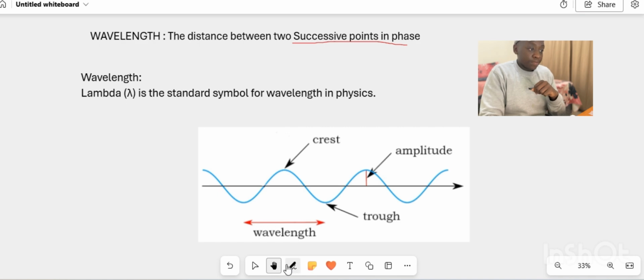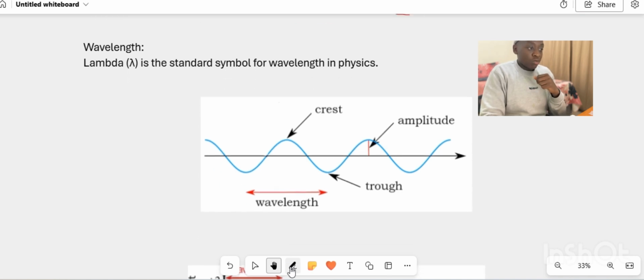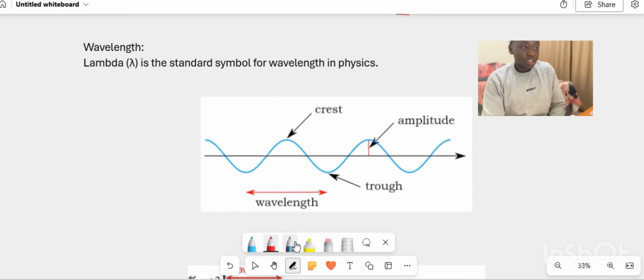In lambda. So first and foremost, I would like to remind you of the concept of a crest and a trough. A crest is just like the top of a mountain or the top of a wave, this here. And a trough is the downhill or the downwards of a wave. The trough is situated right here.